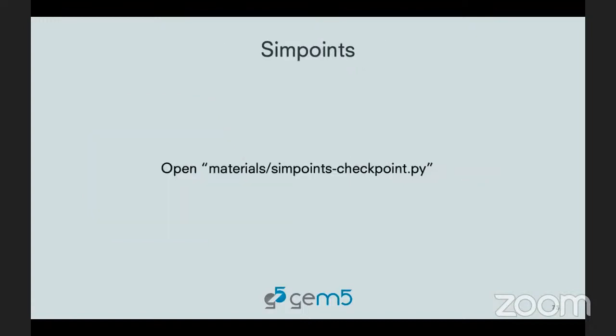So I've provided a bare bones structure for sim points. If you open up materials, sim points, checkpoints, you should see most of a program here. I believe the only thing missing is setting up the board, if my example is correct. So the idea in this example is we're going to run an application and take checkpoints at the beginning of each region. And then via another script, we can load the regions we care about and run them to get the data we care about.